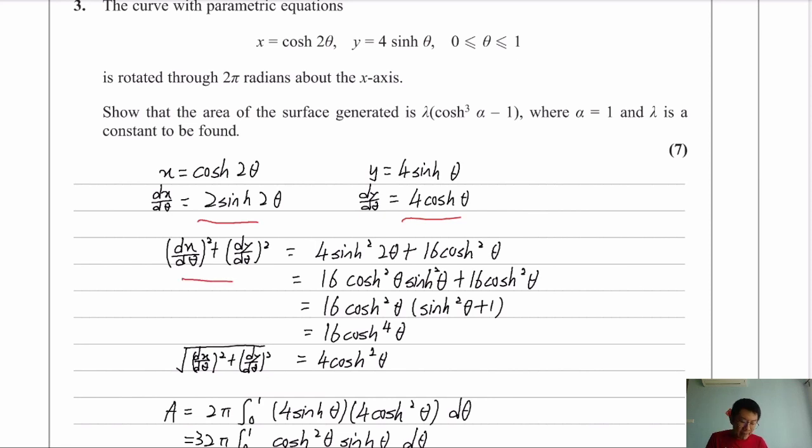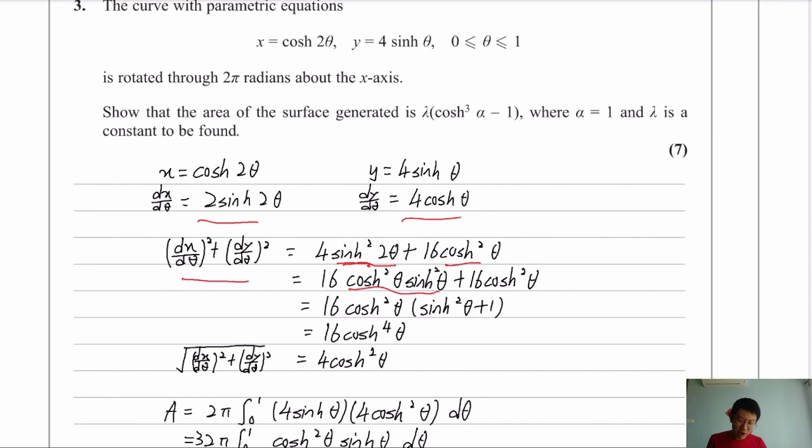In order for us to find the surface area, we need dx d theta squared plus dy d theta squared. So we square each of them. For this one, there is a sine squared of 2 theta. So we have to use the double angle formula again, and we get this result.